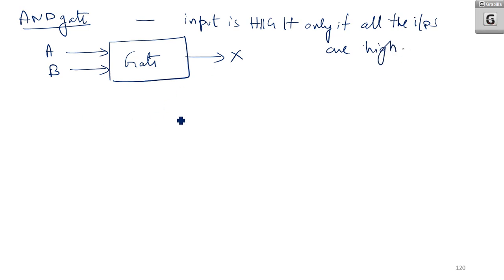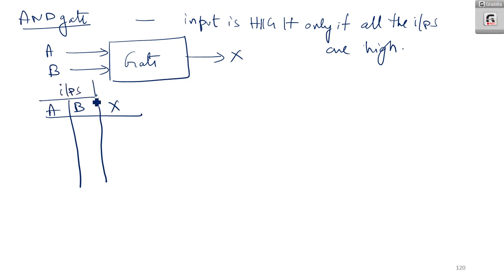So if you are writing the truth table of an AND gate, how will it be? A and B are the inputs, X is the output. So these are the inputs and this is the output. If A and B are high, output is high. If A and B are low, then the output is low. Low, high, low. Again, high, low, low.